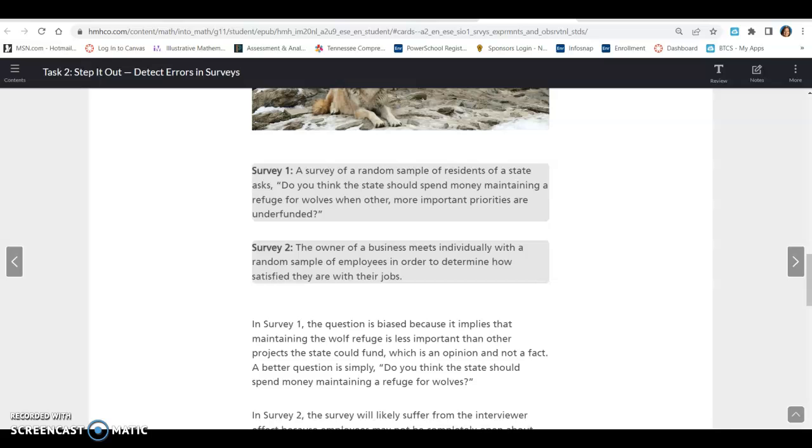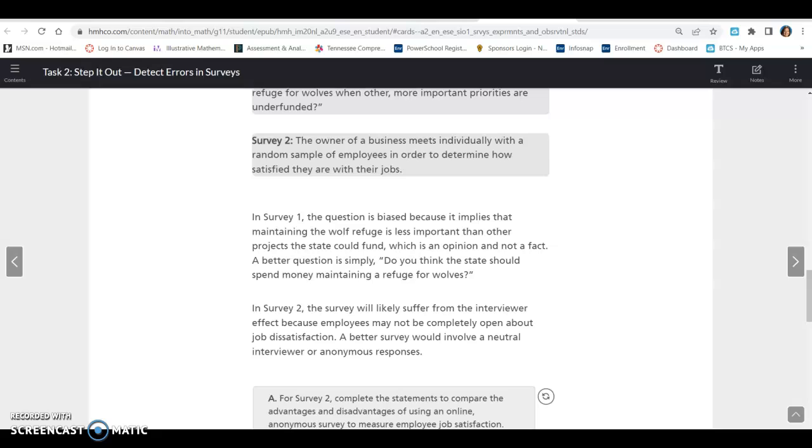The owner of a business meets individually with a random sample of employees in order to determine how satisfied they are with their job. All right, he meets individually, so a person may be reluctant to tell their boss how satisfied they are with their job. So I don't think this would be a good way to find out. They may need to do an anonymous survey or something to where they can speak freely without feeling like their job is in jeopardy or whatever.